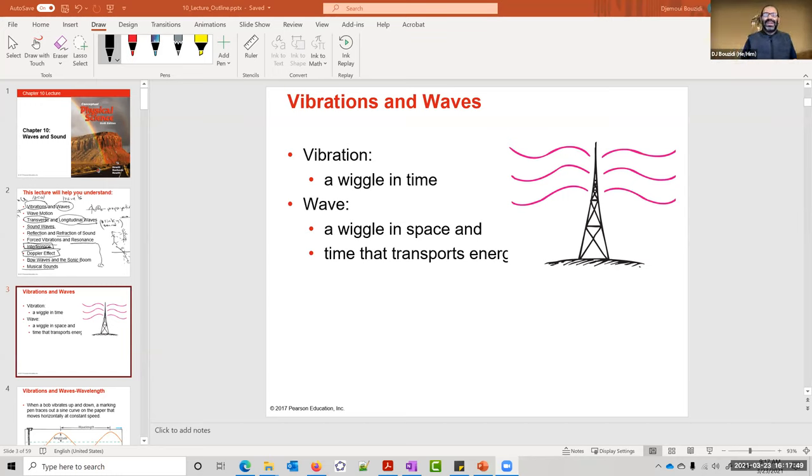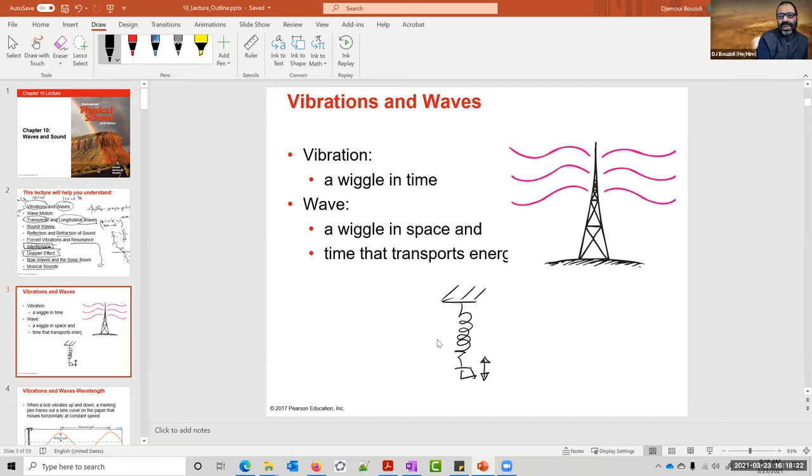Anyway, so let's get going, okay? So vibrations are a wiggle in time, and that is basically, in a nutshell, what that is. For example, you take a mass and you attach it to a spring, and you cause the mass to go up and down. So this is actually a wiggle or disturbance in time. So it's going up and down. And if you wait, for example, a whole cycle, it's going to repeat. So this is a repetitive motion.